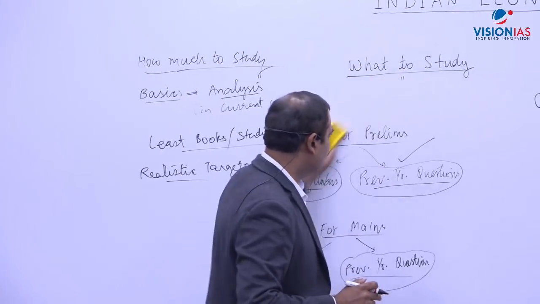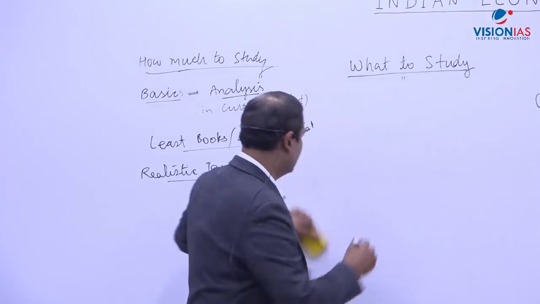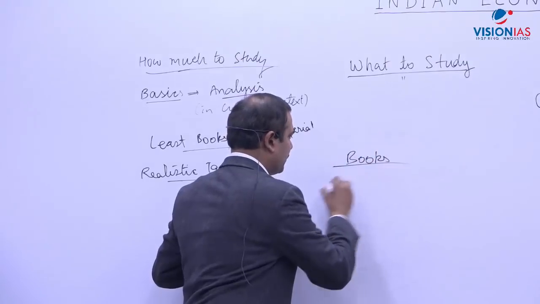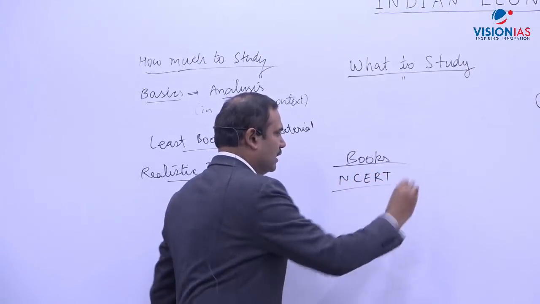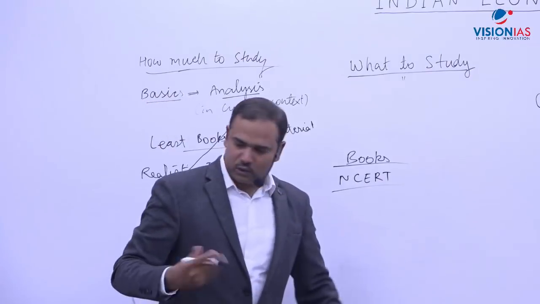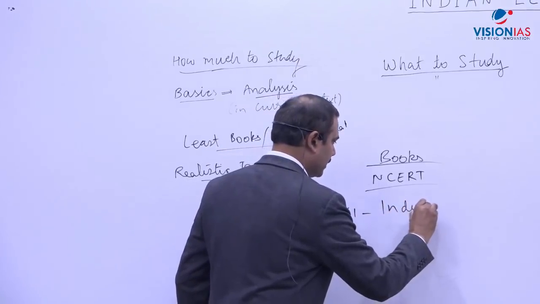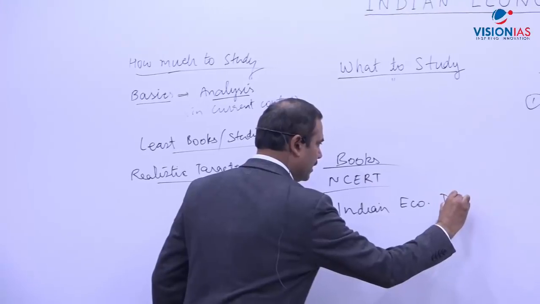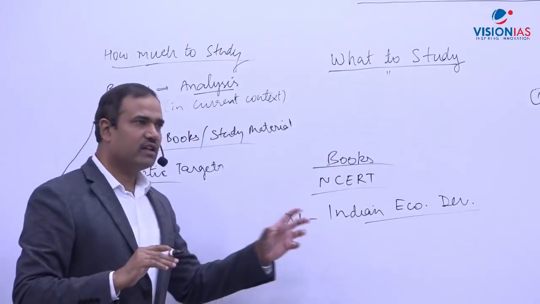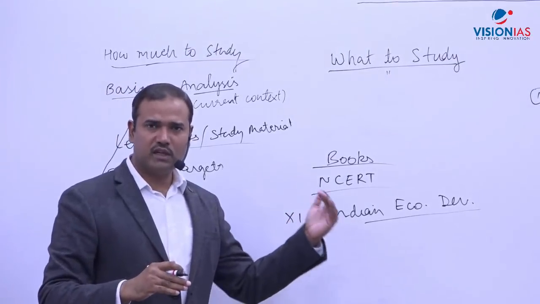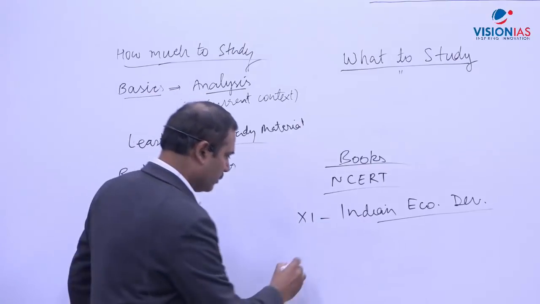So which book do you have to study? This is a very difficult question. The study material, meaning from where to study? Books. When we talk about books, first of all, NCERT. So the first name is NCERTs. In economics, in class 11th, there is a book called Indian Economic Development, the 11th class NCERT. In this book, you will find basic features of the Indian economy, like planning in India, economic reforms in India, poverty, unemployment in India, infrastructure development, these basic things about the Indian economy.